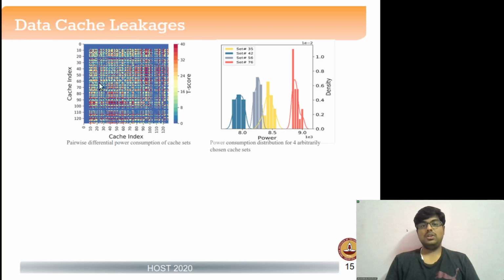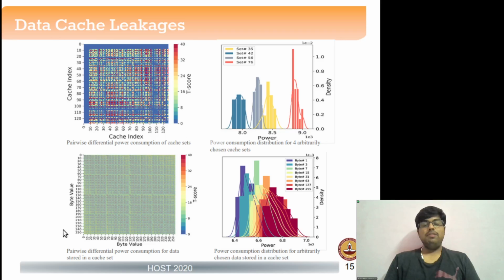We did a t-test on each comparison. So the t-scores here range from 0 to 40. By side channel standards, when the t-score crosses 4.5, it is said to be leaking information. So there are multiple regions here that actually cause more leakage than 4.5. This is the corresponding power distribution plot. As we see here, each cache set has its own unique footprint, and they are quite far apart from each other.